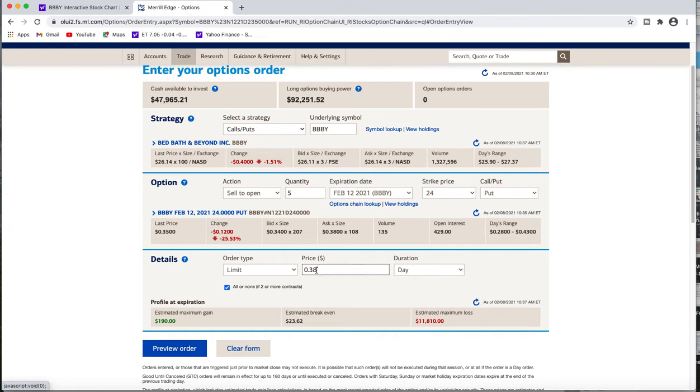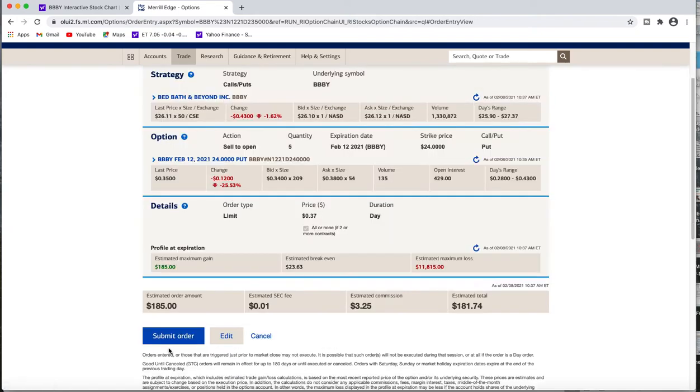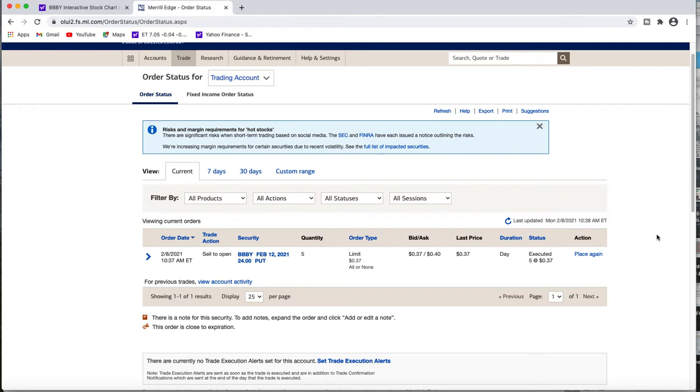So 38, I'm probably gonna get about a 37. Let's put about a 37 in there. All or none, we're gonna get about $185 on this position. Okay, let's go ahead and preview order. All right, we're looking at the whole order here. Making sure it didn't jump too far. Okay, commission is going to cost us $3.25 for this, and we'll make pretty good money. All right, then submit order. Okay, we were executed at 37 cents. Now we sold a put option on BBBY at the 24.